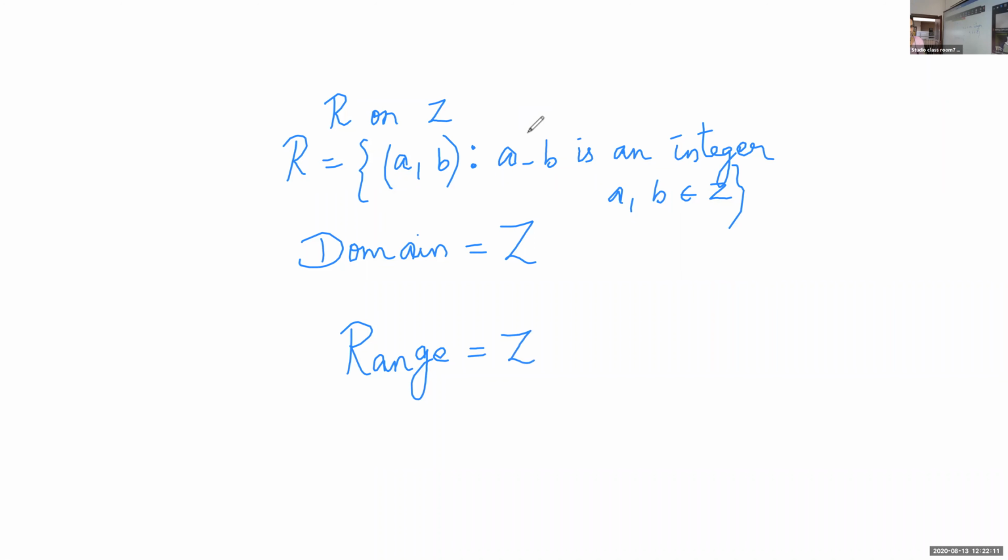Domain is also a set and range is also a set. So codomain will also be a set. It is a function from Z to Z. So codomain is also a set. In this case, codomain will be equal to Z. Okay?